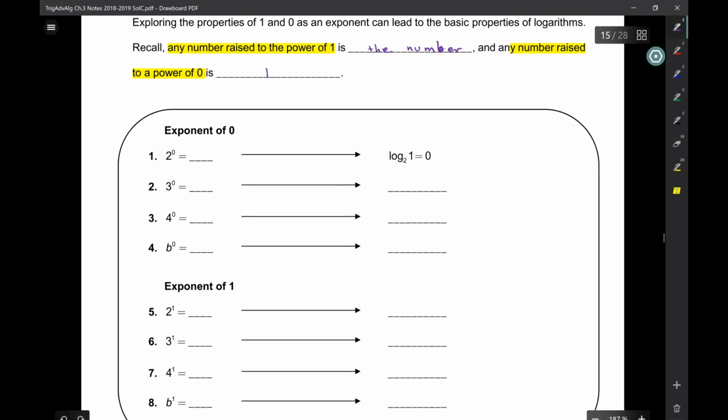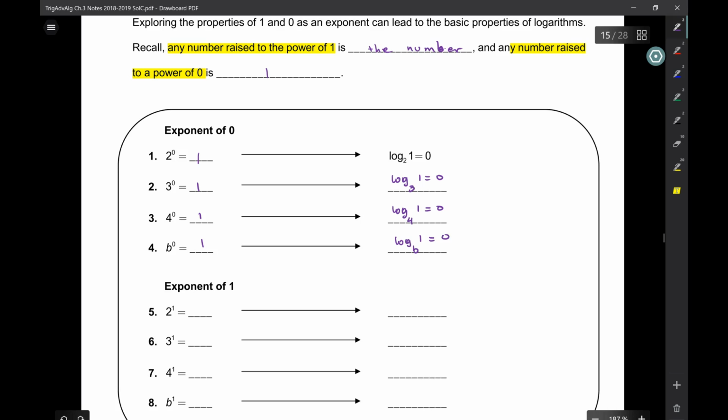Take a look here. 2 to the power of 0 is what? 1. So if I write it in logarithmic form, that's what it looks like. What's 3 to the power of 0? 1. In logarithmic form, log base 3 of 1 equals 0. 4 to the 0 is 1, so log base 4 of 1 equals 0. B to the 0 is what? 1. Anything to the power of 0 is 1. So this is log base B of 1 equals 0.